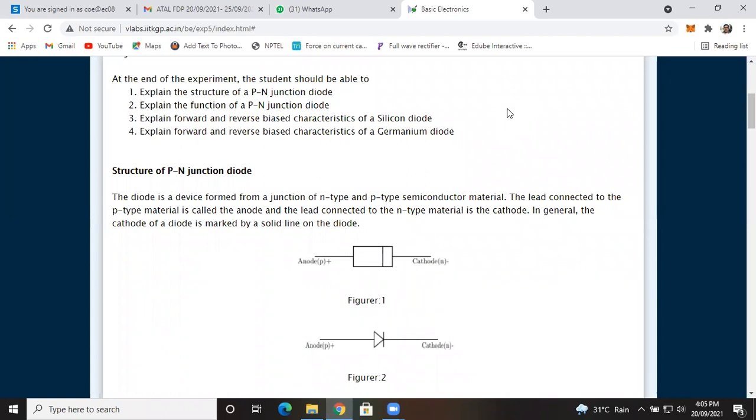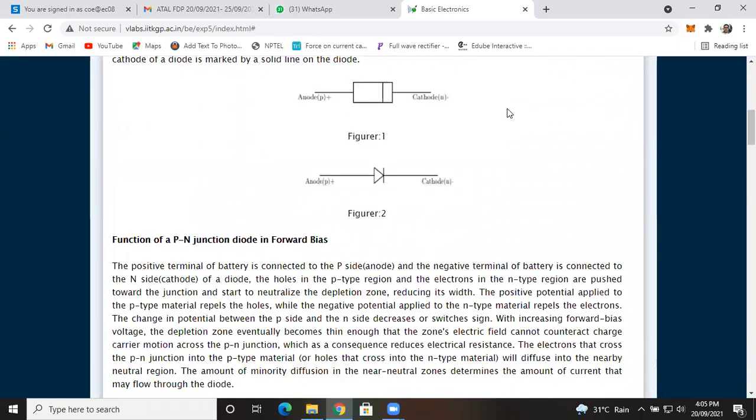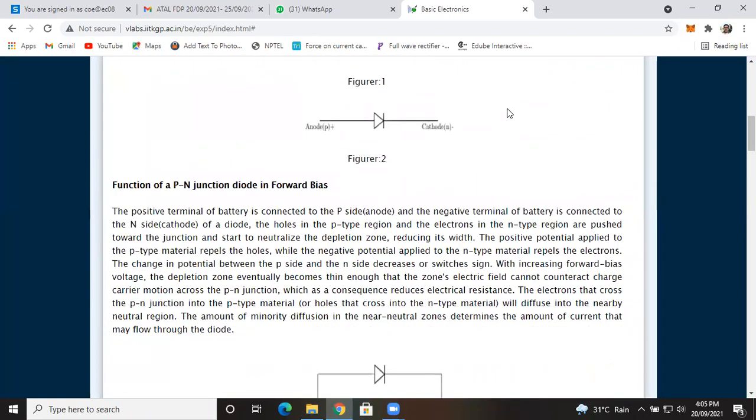A simple thing you need to understand and remember: number one, when the diode is connected in forward bias, it will conduct the current. I can say that when the diode is connected in forward bias, it will act like a closed switch. And another case is that when the diode is connected in reverse bias, it will not conduct the current. Get it? I can also say that when the diode is connected in reverse bias, it will act like an open switch.